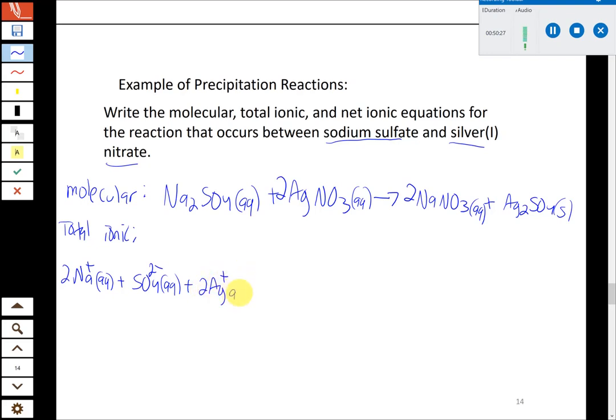So in a total ionic equation, for precipitation reactions in particular, you're going to separate both things that are on the left side, because those are both soluble ionic compounds. And then on the right side, we're only going to separate the one that has the aq next to it, which is sodium nitrate, so we're going to get 2 Na+ and 2 NO3- from that first product. And then we have silver sulfate with an s next to it, a solid, so that one we're not going to break up.